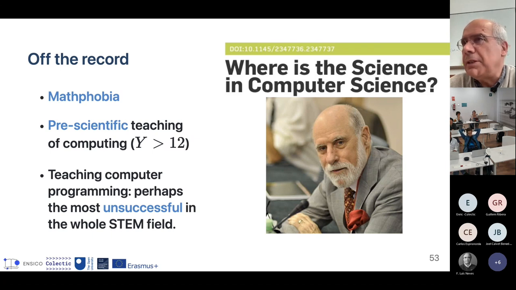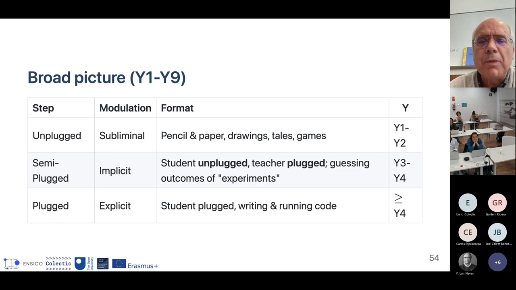So we have to admit this, and so we are in a quite weak position to start doing this now in this very challenging context of very early grades. So we have to do things in a different way. So our strategy is then this subliminal, implicit, explicit chain, unplugged, semi-plugged. What is semi-plugged? Well, unplugged is easy. Everything is pen and pencil and paper, drawings, tales, games, and so on.